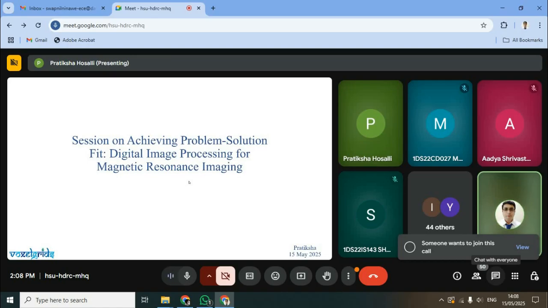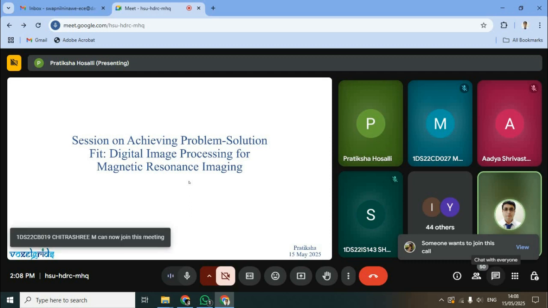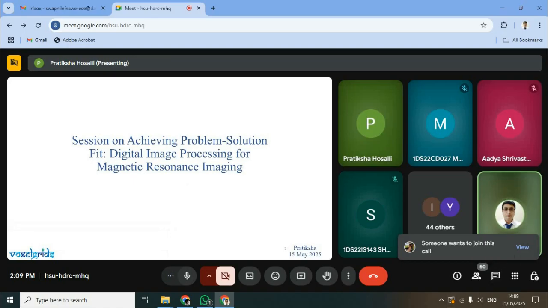Pratiksha was born and raised in Bidar, Karnataka, where she completed her schooling and pre-university education. She pursued a degree in Electronics and Communication Engineering at Dayananda Sagar College of Engineering, Bengaluru. Currently, she works as an image processing engineer at Voxel Grids Innovation Private Limited, an India-based company specializing in magnetic resonance imaging, that is MRI technology. I welcome Pratiksha. I request Pratiksha now to proceed with her presentation.